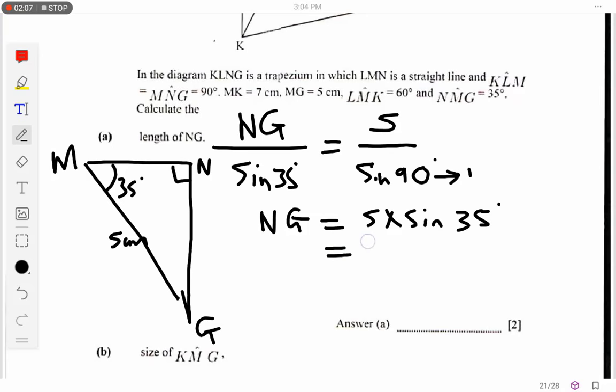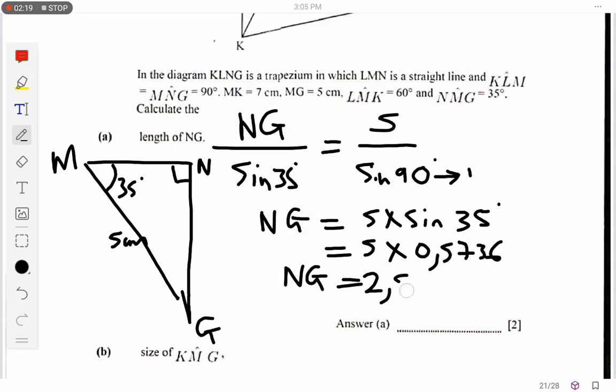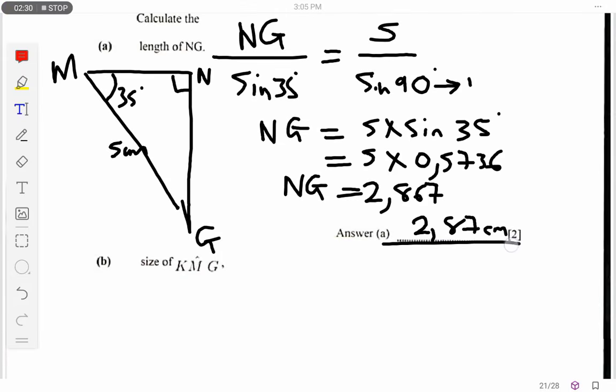And you find out I have 5 times sine 35 degrees, that's 0.5736 there. And we get our NG as 2.867. So you write your NG to 2 decimal places, 2.87 centimeters. Okay, let's move on to the next question.